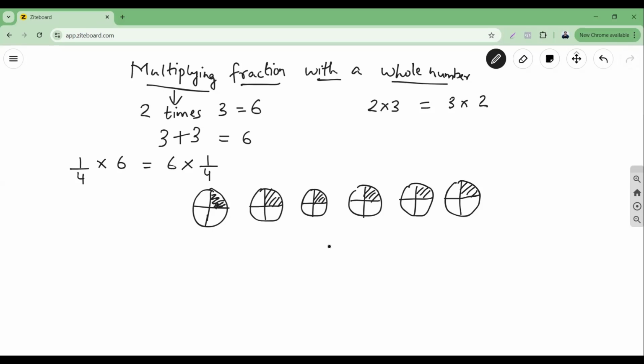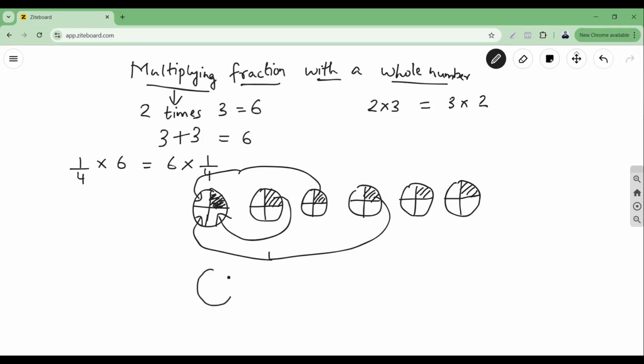And now, I can rearrange them. That means the shaded part is there only in this place. I'm going to put this one here, and this one here. Next, another part I'm going to put in this place. So what happens? This one whole is going to come, and all the 4 parts are shaded, because I have taken the shaded parts and put them into the unshaded places.